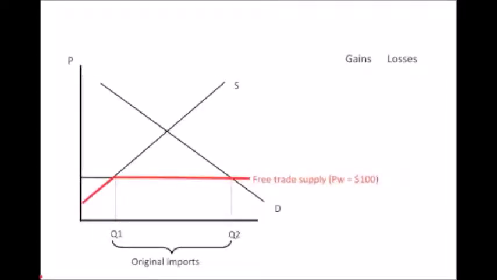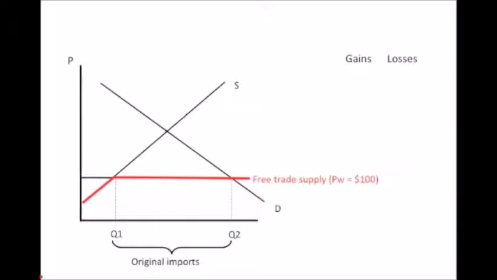So let's start out with a basic supply and demand curve for an import competing industry. We have the red line, which is the free trade supply price. We're going to be looking at a small country case. The world will supply as much of this product as this importing country would want at $100. So that's the world price is $100. Q2 is demanded, Q1 is supplied domestically, and the difference, of course, is imported.